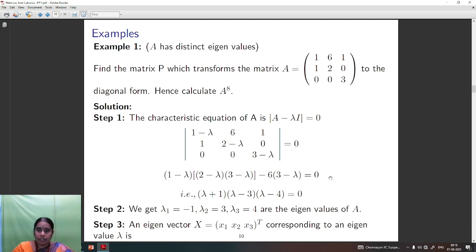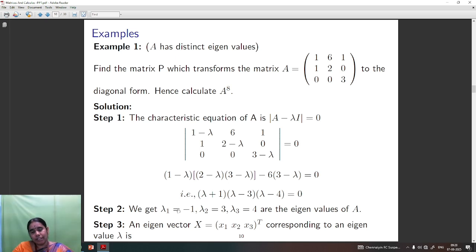That is, the modulus value, taking the diagonal elements as minus lambda, is equal to 0. On calculating the determinant, we have (lambda plus 1)(lambda minus 3)(lambda minus 4) equal to 0. On solving this for lambda, we have lambda 1 equal to minus 1, lambda 2 equal to 3 and lambda 3 equal to 4, which are the eigenvalues of the given matrix A. As it is a 3 by 3 matrix, we have 3 eigenvalues. All the 3 eigenvalues are distinct here. For this problem, we have distinct eigenvalues.